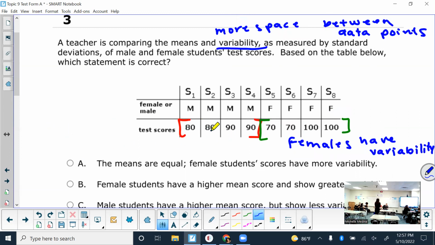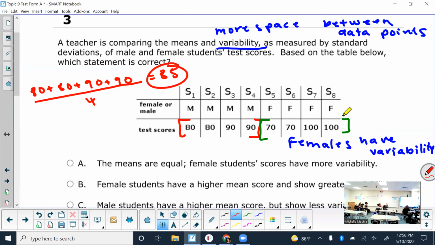What's the mean of 80, 80, 90, and 90? Okay, let's see. How do you find the mean of stuff? Add them together and then divide them by however many you added. So what will I divide by in this problem? 4. So my mean for the males is, so 340 divided by 4 is 85, right?